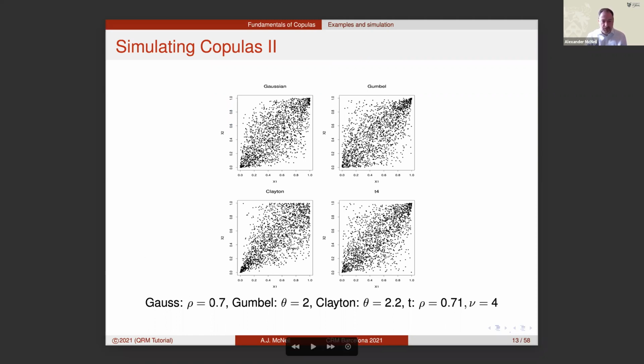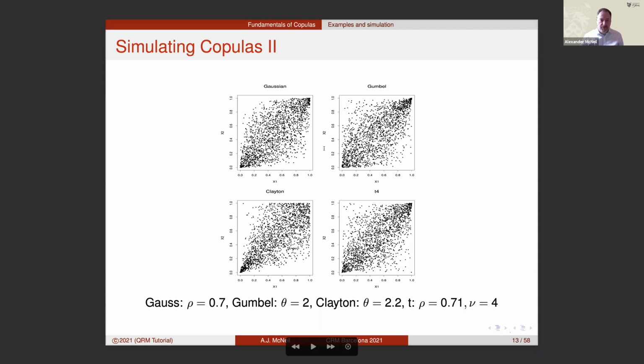And the choice of parameters will look a little bit arbitrary. For the Gauss, I took rho is 0.7. For the Gumbel, I took theta is 2. For the Clayton, I took theta is 2.2. And the T has 2 parameters. It has a correlation, which I took to be 0.71, and it has a degree of freedom, which I took to be 4. And there is a reason for this eclectic set of parameters, which is coming up.